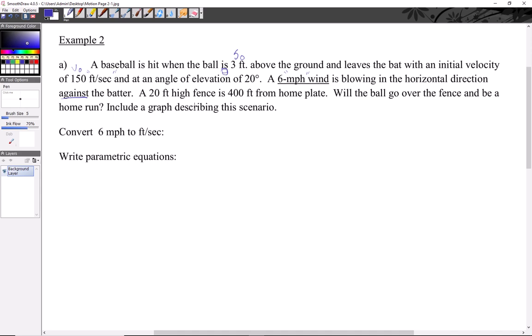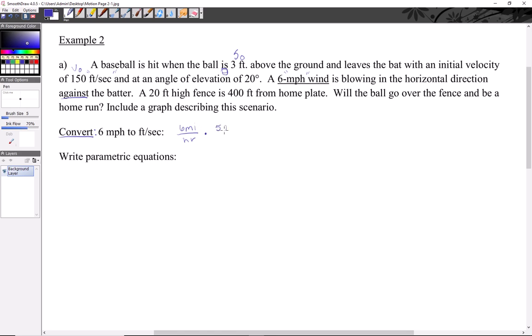It's nice that they have this request for converting. It might not always be the case, so just be aware that the units don't always have to be identical, and we may have to do some conversions. So we're going to do that. 6 miles per hour. We're going to do a little bit of dimensional analysis. I'm going to start out converting miles to feet.